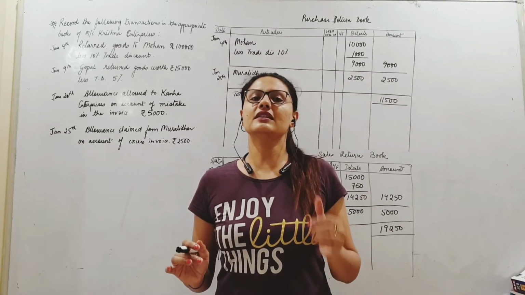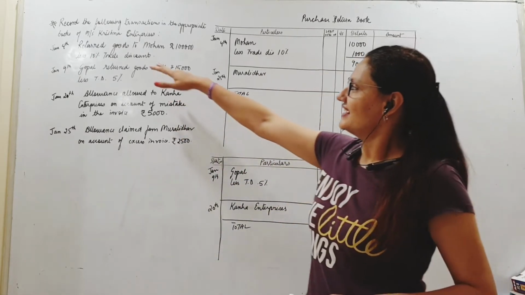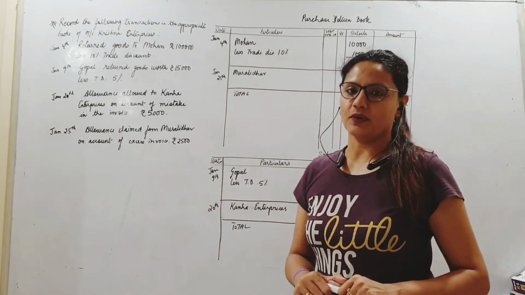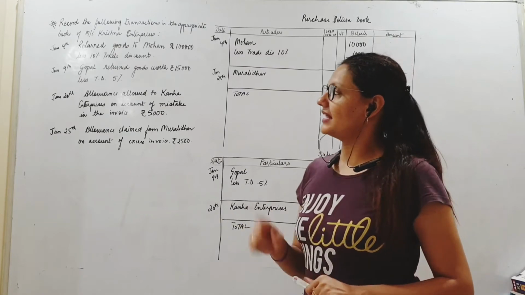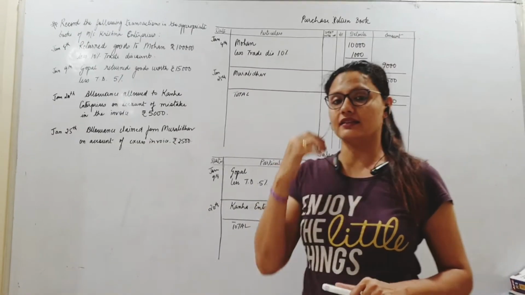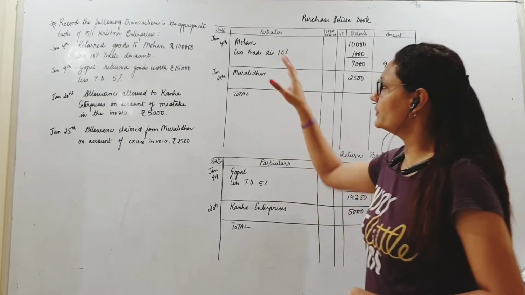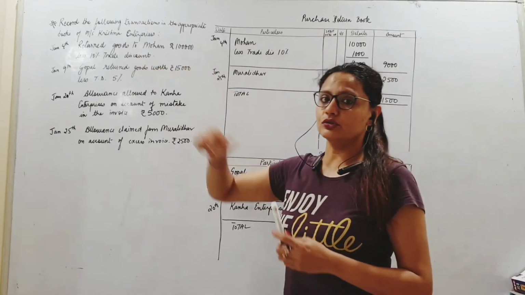Okay. So this can't get simpler, yeah? So let's do this. Return goods to Mohan, 1 lakh at less 10% trade discount. So these goods were earlier purchased at a discount. So obviously the return will also be at a discount. So we put this, of course, return goods to.